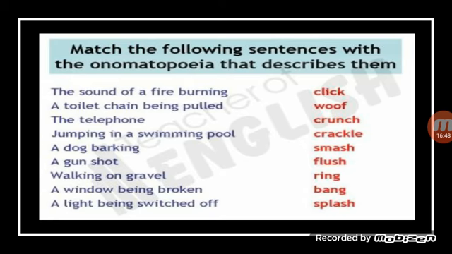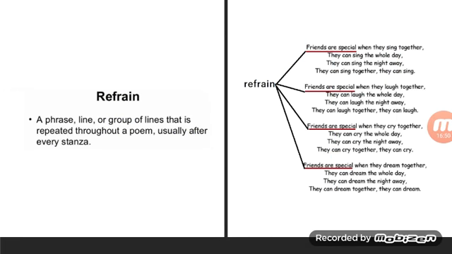Now let's move. Now comes refrain. So what is refrain? Let's read about it. A phrase, line or group of lines that is repeated throughout a poem, usually after every stanza. So if you have read any poem, then you must have noticed that there is a line which repeats after every stanza. That is the main line of the poem, and that is a poetic device, a figure of speech, and that is refrain.